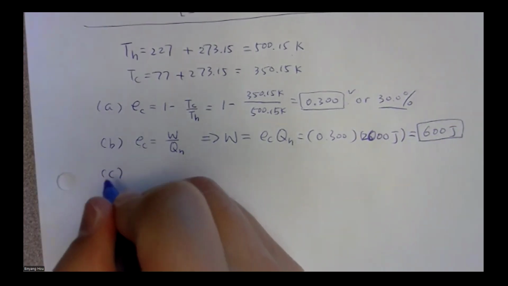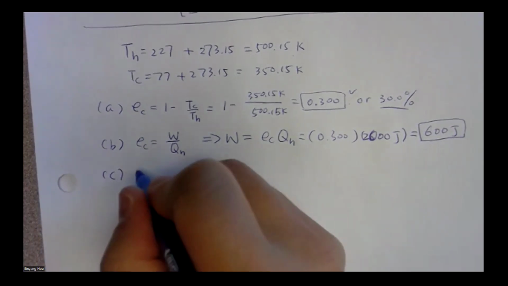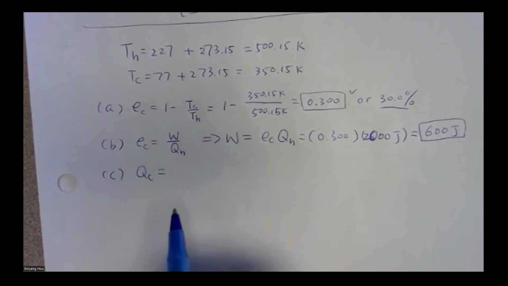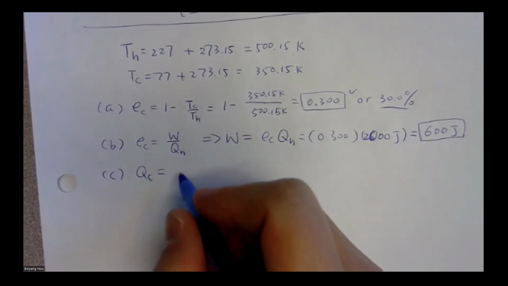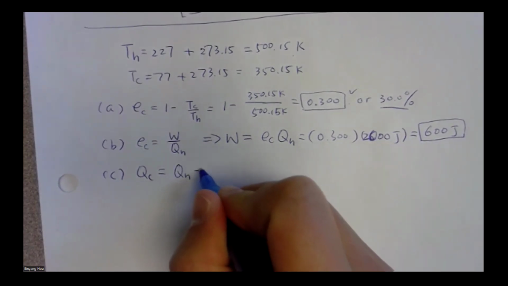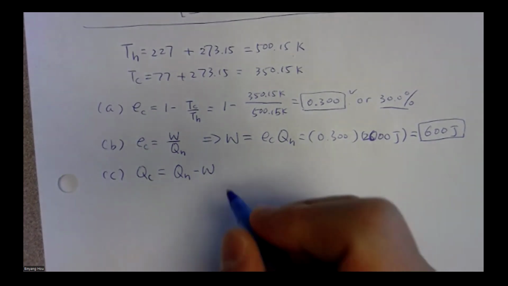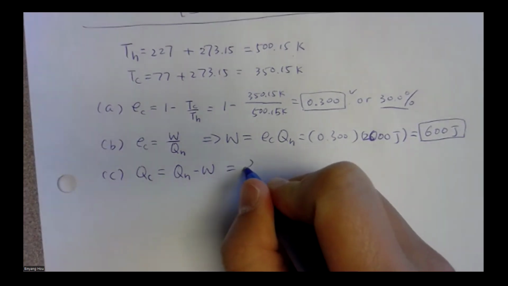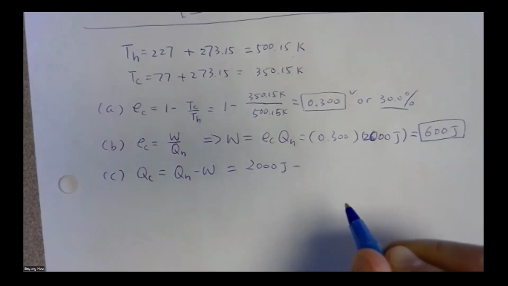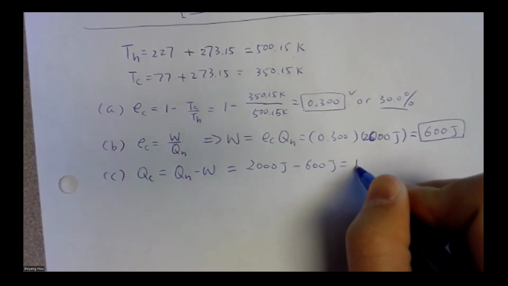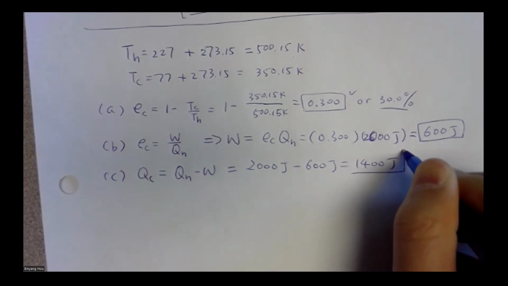And in C, it's asking you how much heat is discarded. So that's looking for QC. Now we have QH, we have W. We can do QH minus W because W is QH minus QC. So QC is QH minus W: 2000 joules minus 600 joules. That gives you 1400 joules.